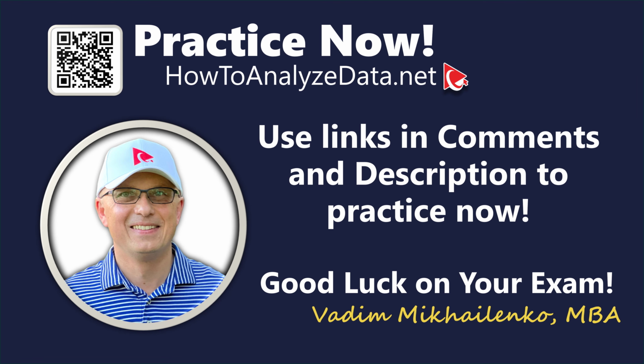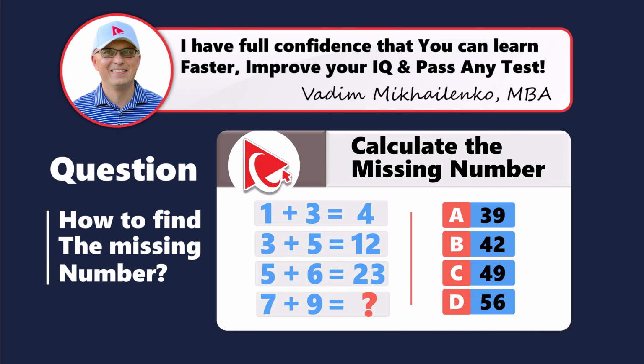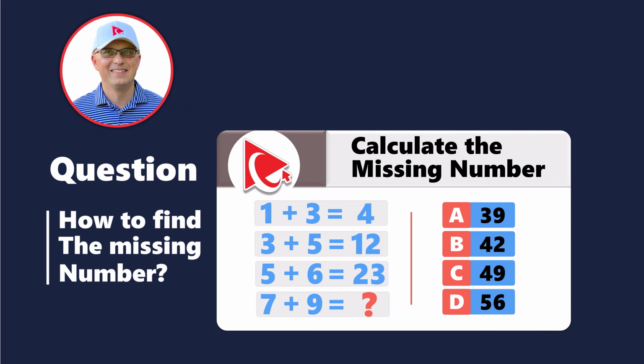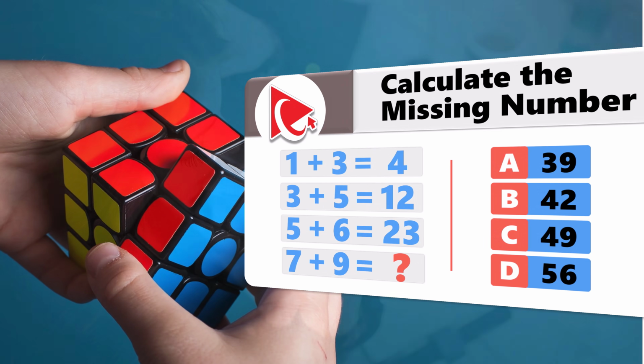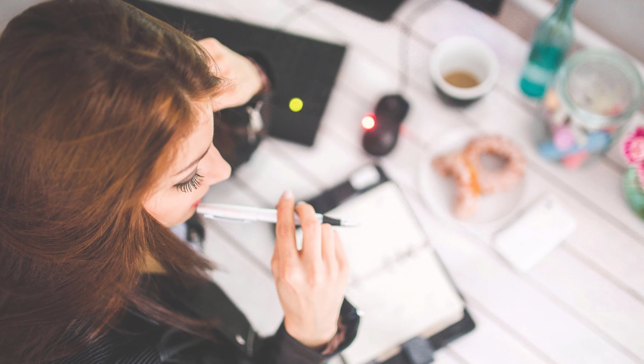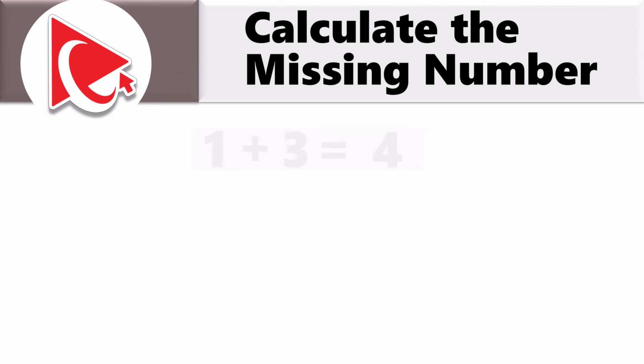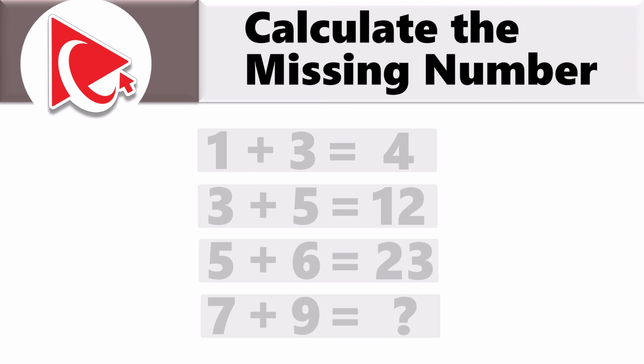Are you ready for a cognitive acrobatics session to exercise your analytical skills? This puzzle is so mind-bending, it once confused a mathematician into thinking 2 plus 2 equals 2. You're presented with the series of equations. The first one is 1 plus 3 equals 4. The second one is 3 plus 5 equals 12. The third one is 5 plus 6 equals 23.